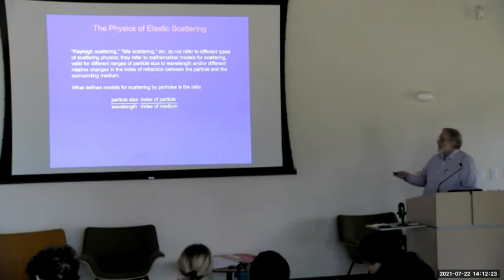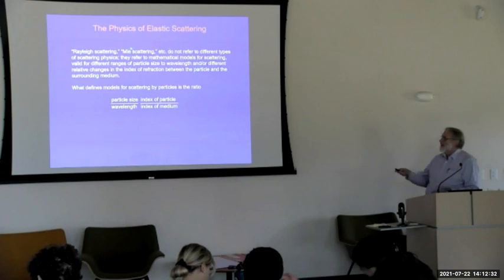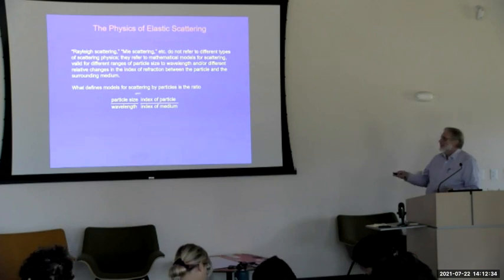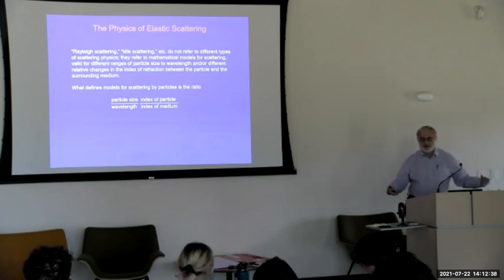So Rayleigh scattering, for example, is a mathematical model that describes scattering if the particle size is much, much smaller than the wavelength. Mie scattering works for any particle size and any index of refraction, but the particles have to be homogeneous spheres, and so on.